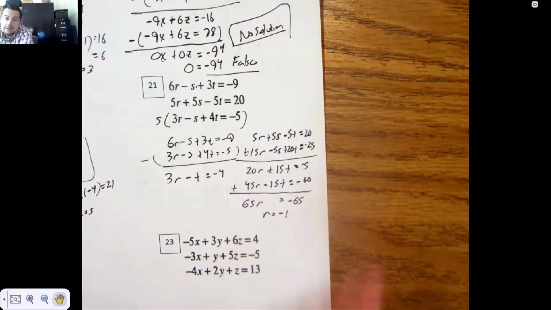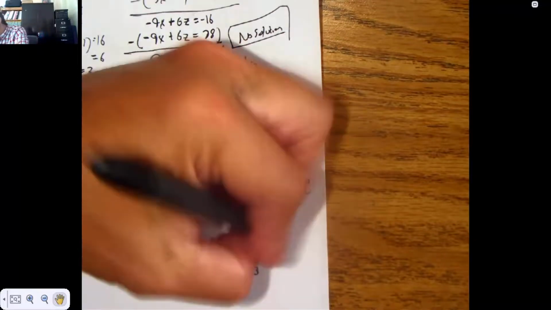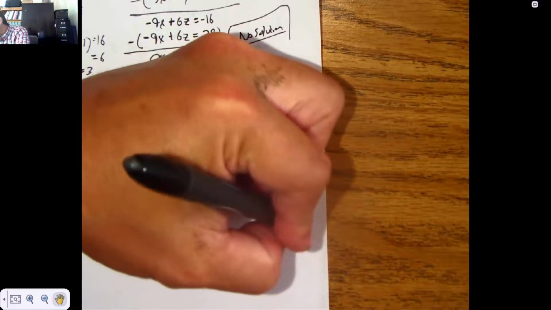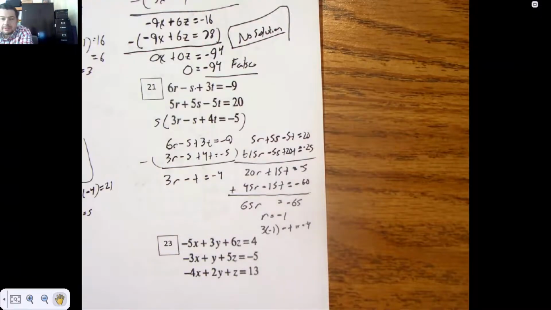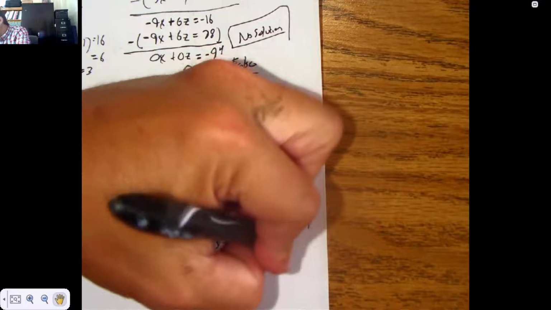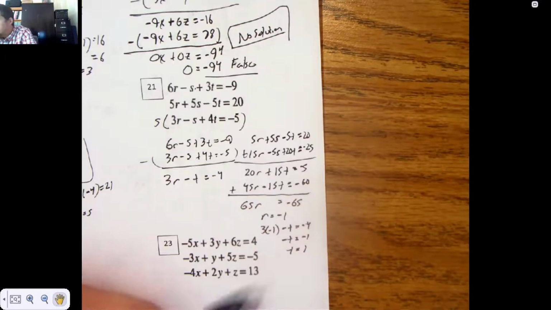And it's time to just start plugging in. Throw that thing right there. 3 negative 1's minus a t is a negative 4. 3 negative 1's makes negative 3, counteracts negativity with positivity. Negative t is negative 1, and the t value is 1.